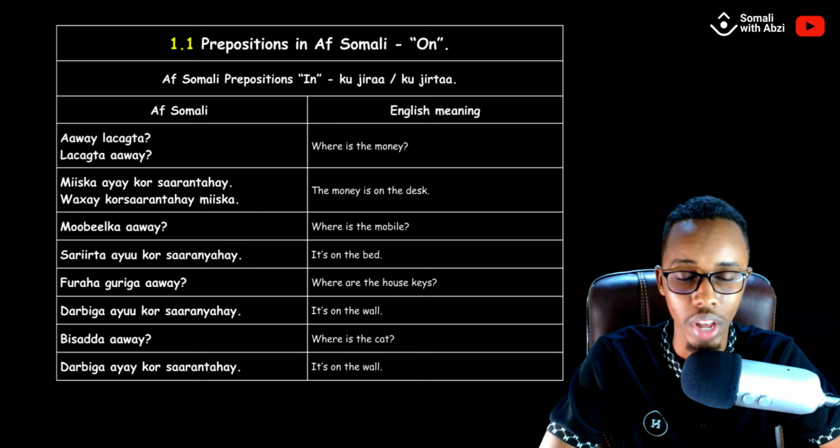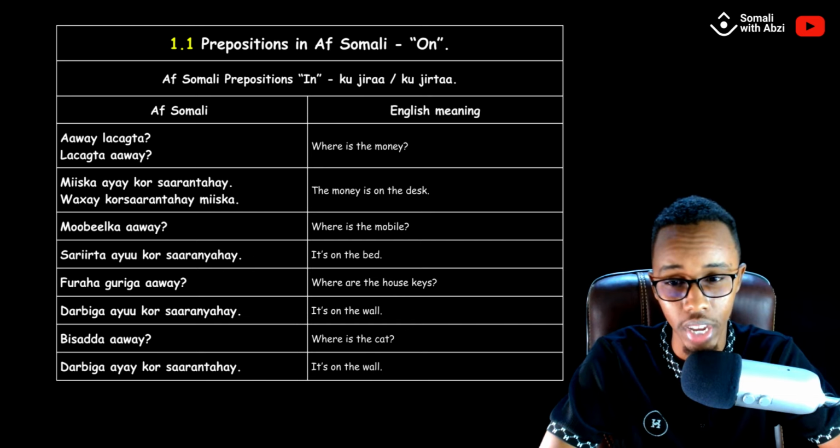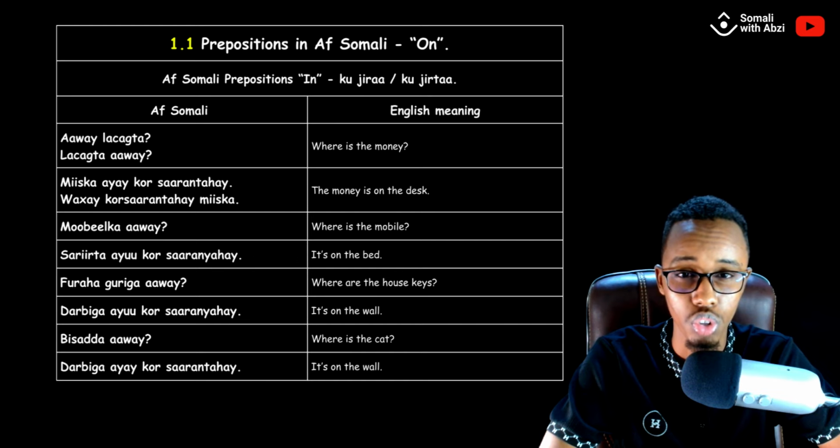The next example is where's the mobile? Start with the mobile, mobileka, away. And we're going to say it's on the bed. Sariirta ayuu kor saaran yahay. Now it's kor saaran yahay because the noun we're looking at is not the noun of sarir. It's the question. The question's noun is mobile. So if the question's noun is masculine, we're going to use masculine way. If it's feminine, we're going to use feminine way.